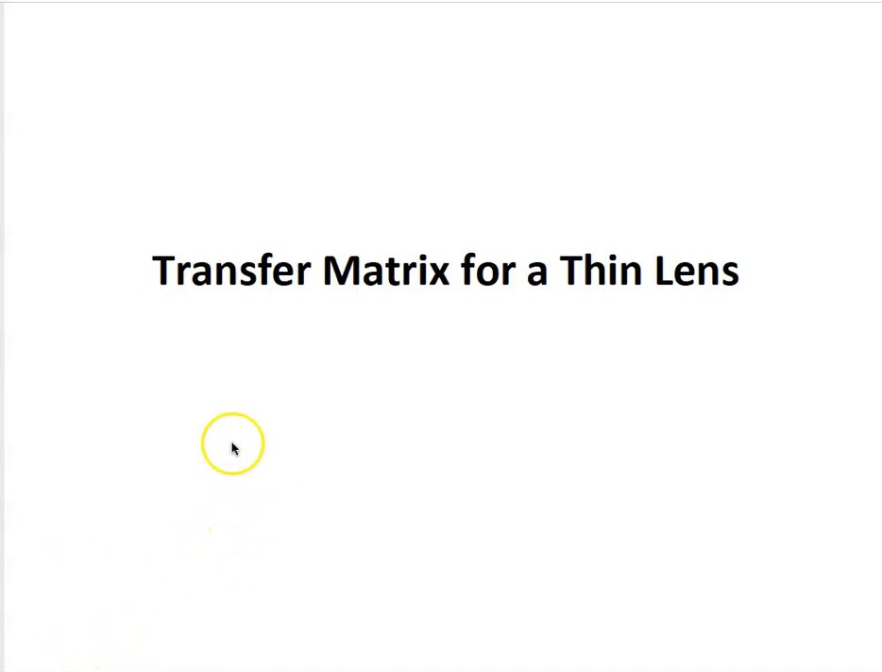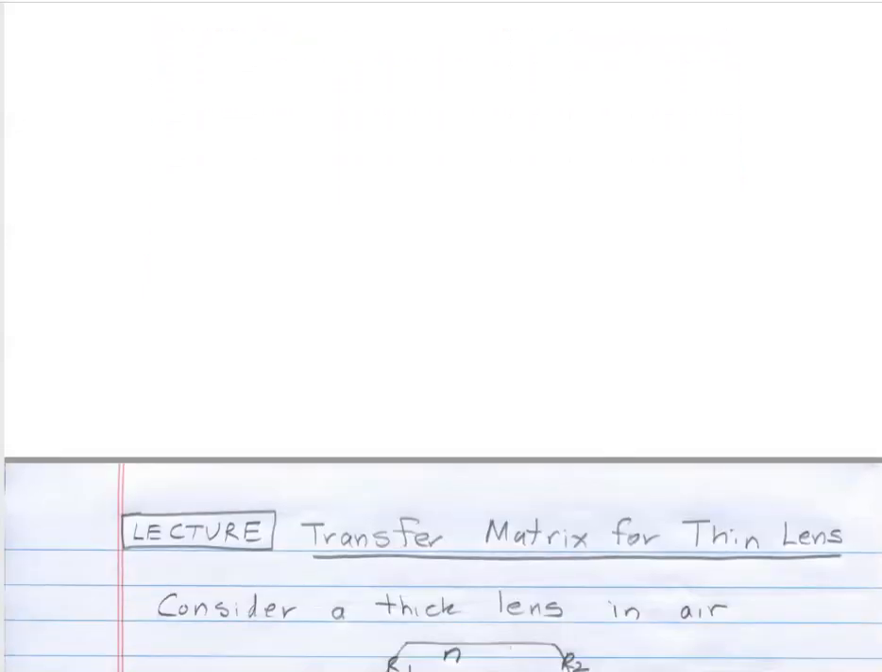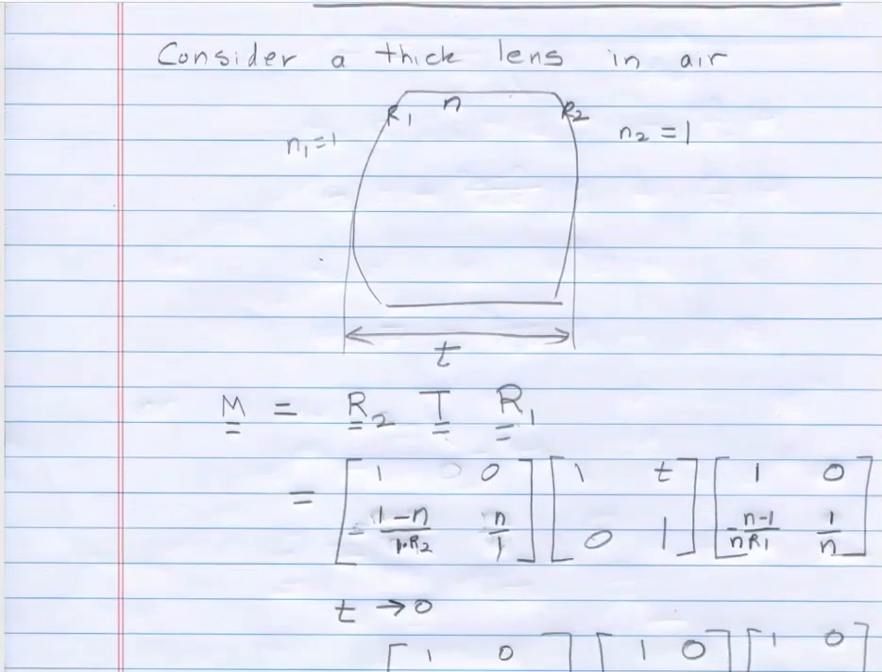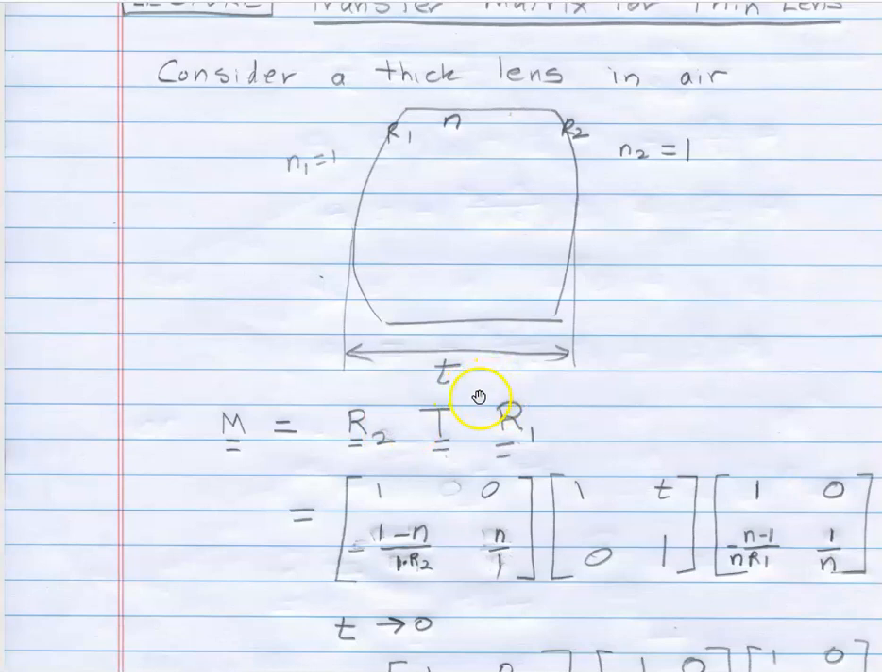Well, let's do a similar kind of calculation to find the transfer matrix for the thin lens. I'm going to consider, first of all, the thick lens. Ultimately, we'll let the thickness go to zero. I have two spherical surfaces. I'm going to have this one in air, so index of refraction N1 on this side, N in the lens, and N2, air, on this side as well.